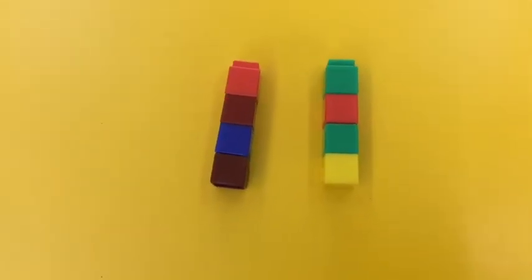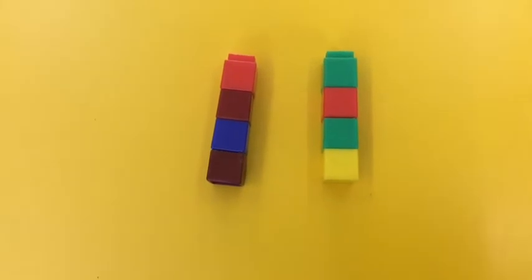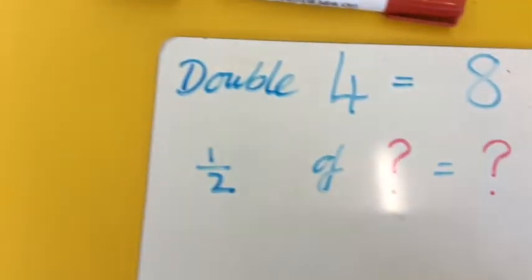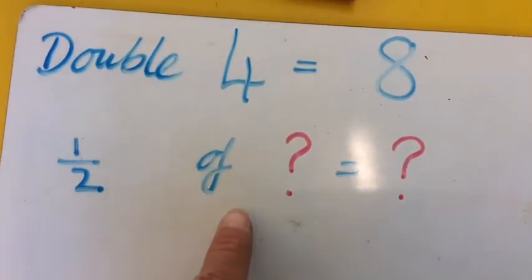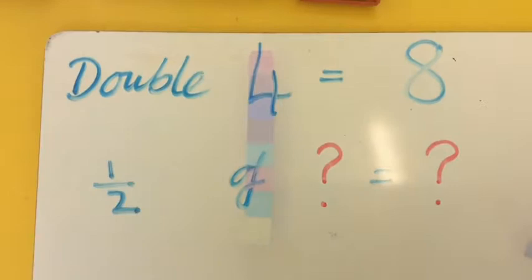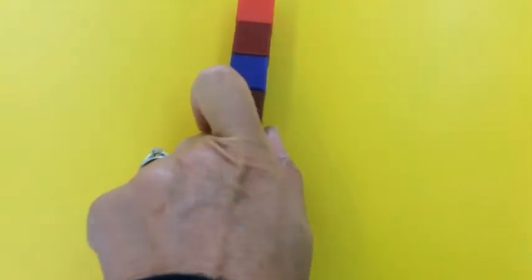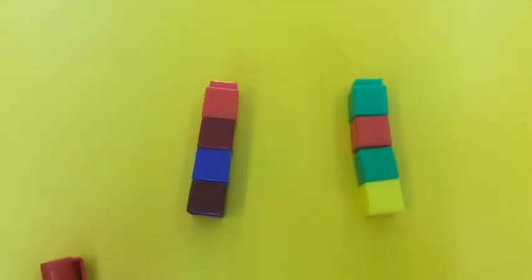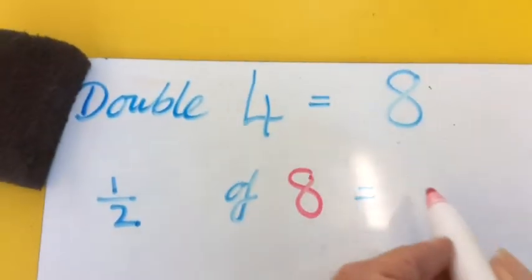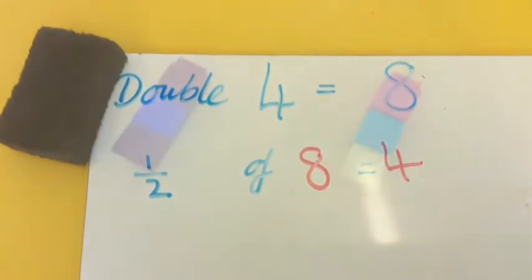Here I've got double 4, or 2 times 4. What's the opposite? What are the missing numbers here? If double 4 is 8, half of what equals what? Well, we start with the 8, and if we halve it, in 1/2 we've got 4. So if double 4 is 8, half of 8 equals 4.